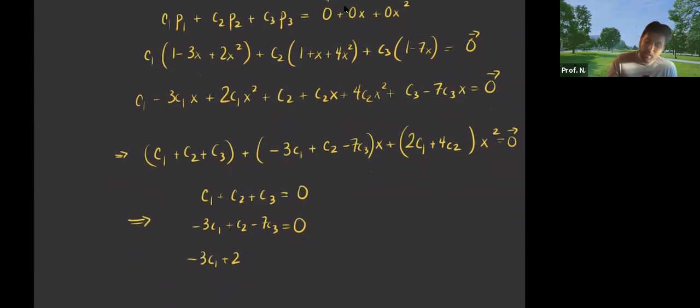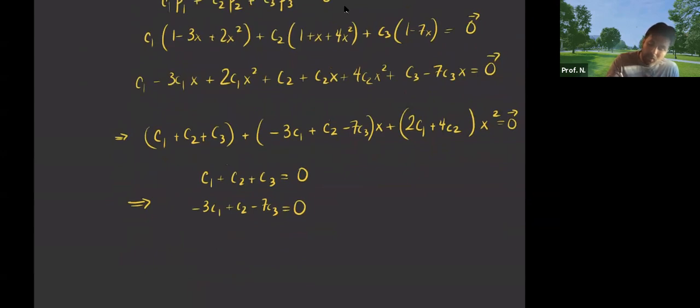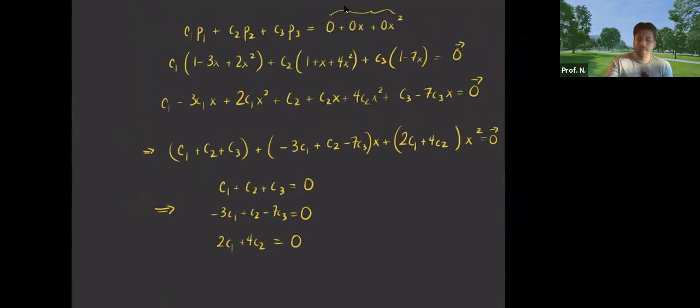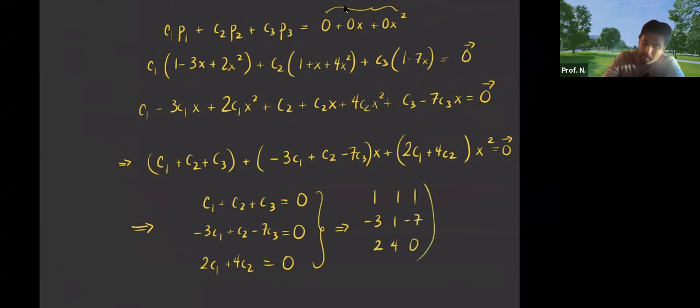I just want to make sure that's okay. And it is. And then lastly, the last equation is 2C1 plus 4C2. That equals 0. Okay, so that's clarified a bit. I don't know why I had the 2x squared term written this way, but now we have it, right? Now we have a system of equations, 3 equations, 3 unknowns. So we got 1, 1, 1, negative 3, 1, negative 7, 2, 4, 0, times C1, C2, C3, equals 0, 0, 0.